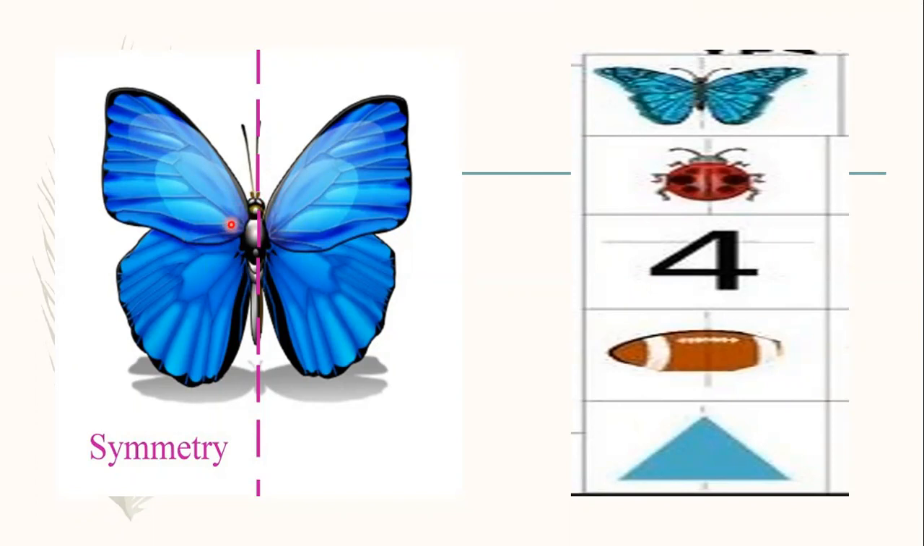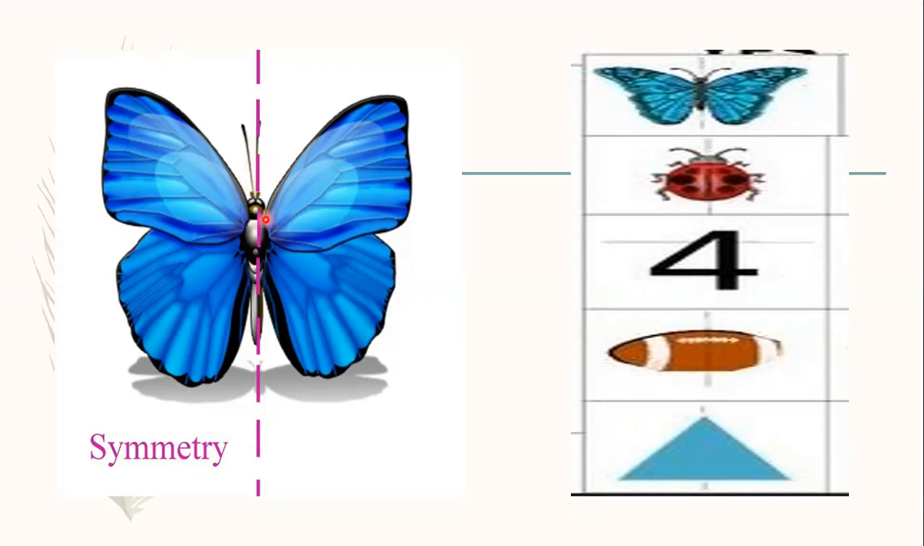So the figure of this butterfly is said to be symmetrical. But what is symmetrical? A figure is said to be symmetrical if we can divide it into two exact halves, two identical parts, along an imaginary line. Actually, there is no line; we are just supposing there is a line. If we can divide it into two identical halves, it is said to be symmetrical. Here we can divide this butterfly into two identical parts along this line, so this figure is a symmetrical figure.